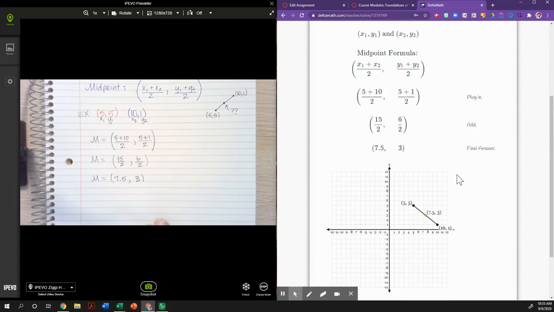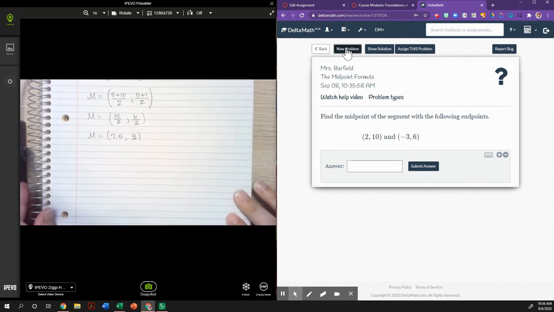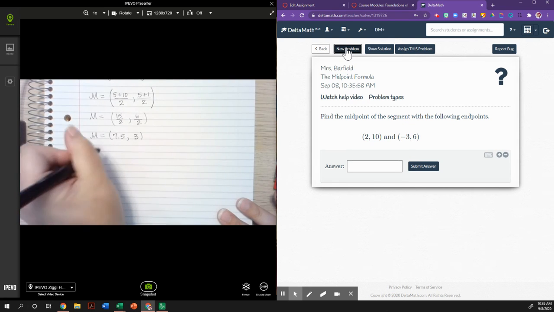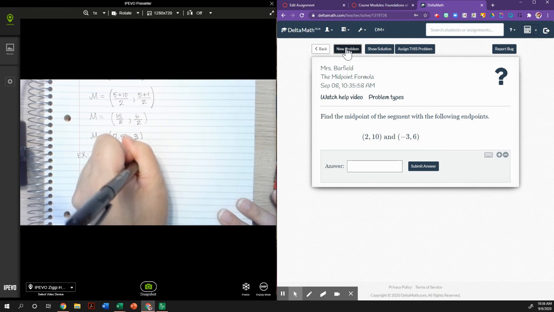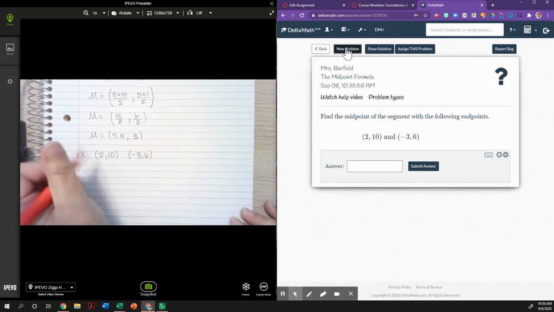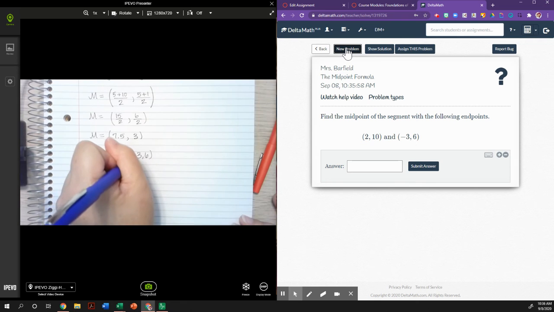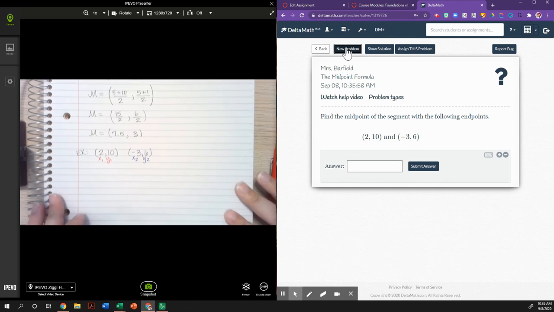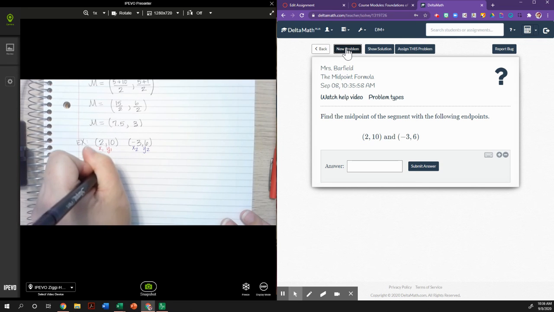All right, let me do one more. It says find the midpoint of the segment with the following endpoints. So 2 comma 10 and negative 3 comma 6. So this is x1, y1. This is x2, y2. If you notice, I would very much encourage you to label those points so that way you know when you plug them into the formula that you grab the right one.